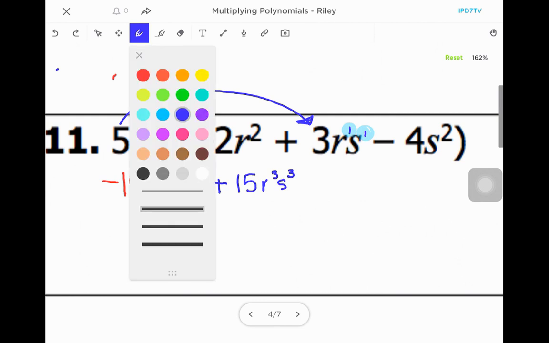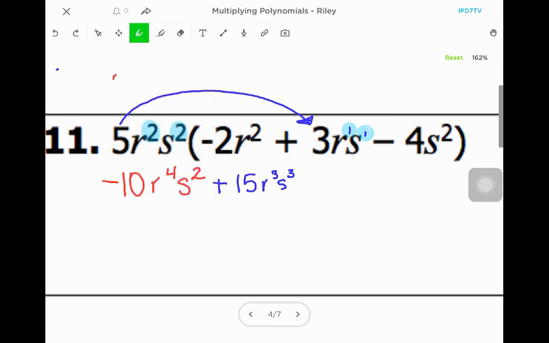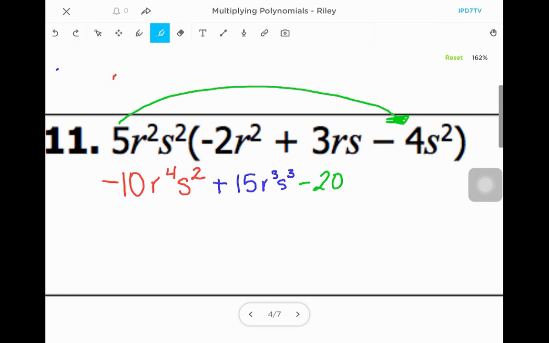And change my color one more time. I don't know, let's pick green. All right, and the last color that I have left to do is 5 times a negative 4. Well, it's going to get me a negative 20. And it doesn't look like I have any r squares over here. So I'm just going to write r squared. The 4s to the second power doesn't have anything, okay? But I do have an s squared and an s squared. So 2 plus 2 is 4. So s to the fourth power.